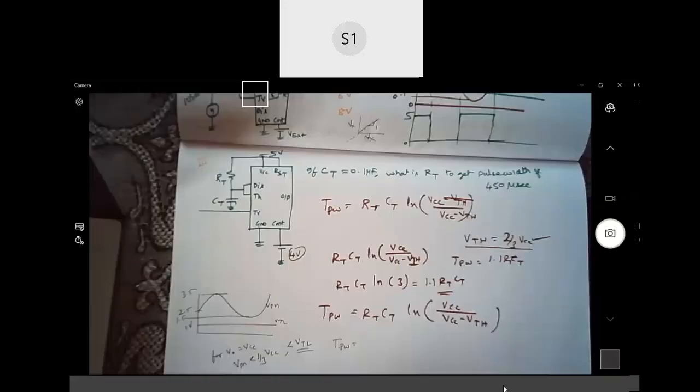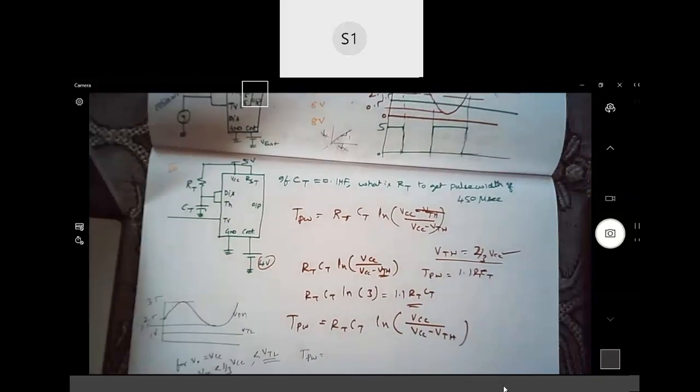Okay, let me show you the expression. Is the expression this one? RTCT ln of VCC by VCC minus VTH.